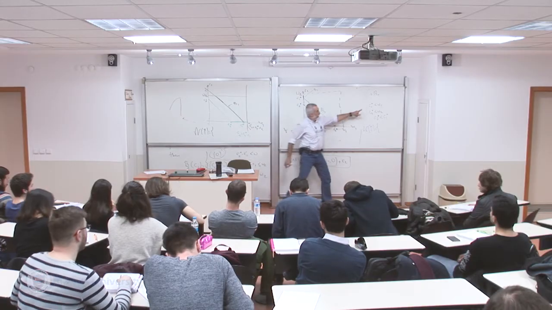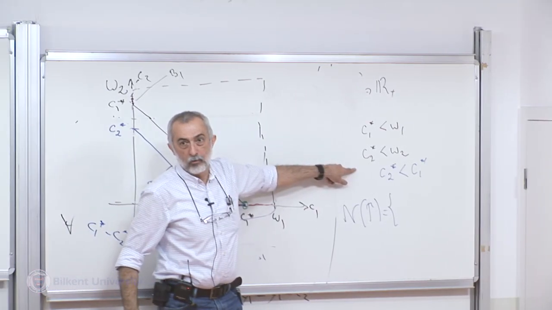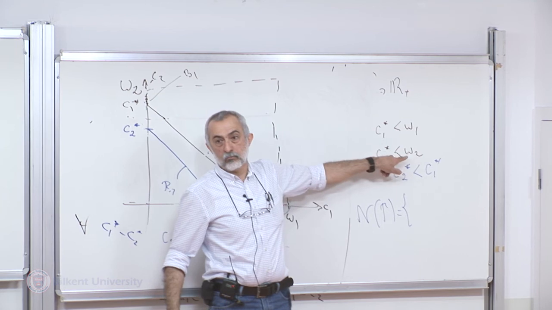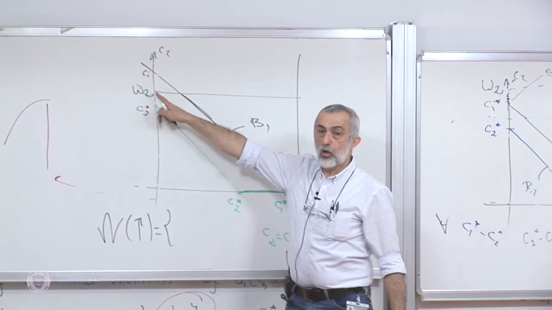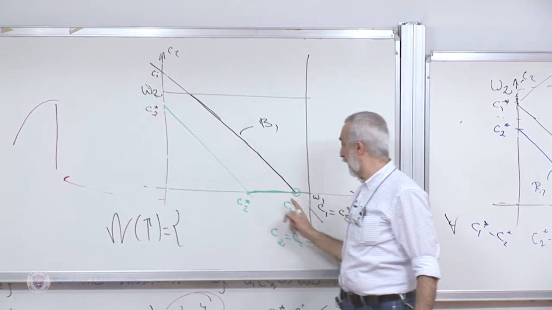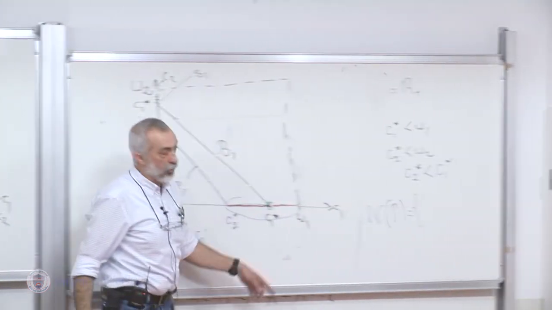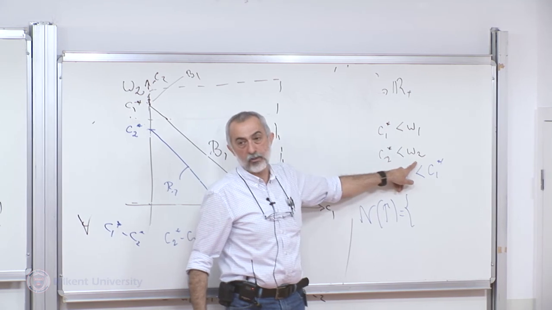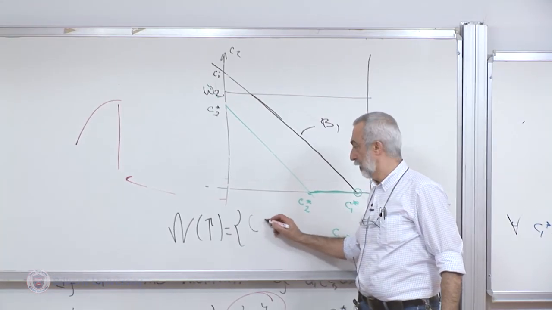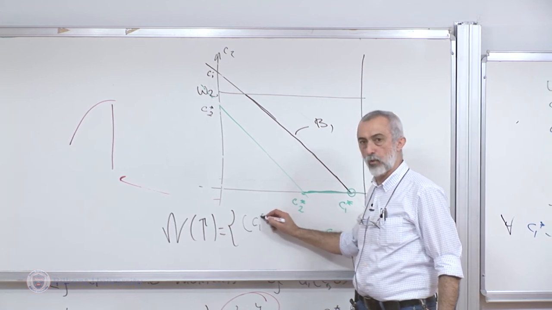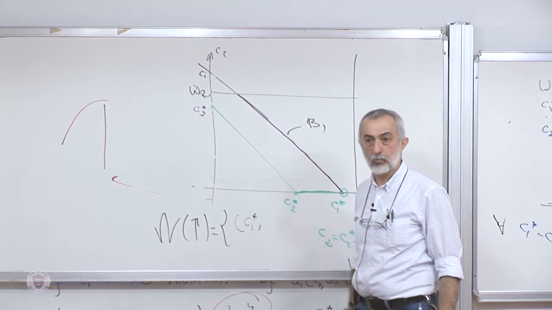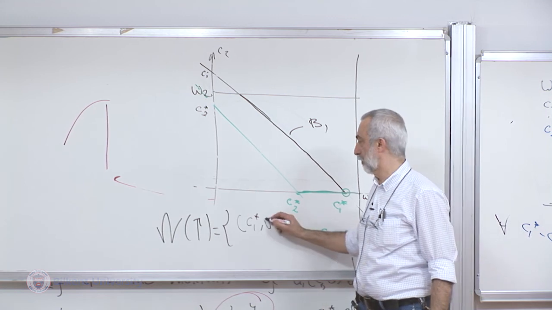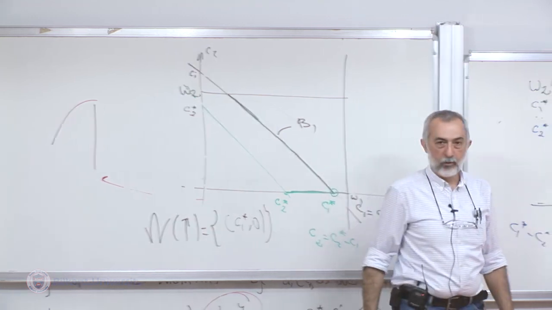When this condition holds, again, be careful. No matter what W2 is, no matter what W1 is, as long as C1 star is less than W1 and C2 star is less than W2, the Nash solution will be that agent 1 contributes C1 star, and agent 2 contributes nothing. Okay?